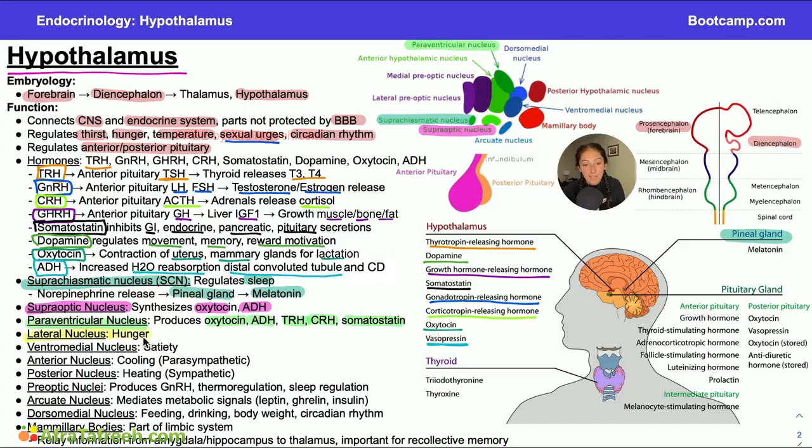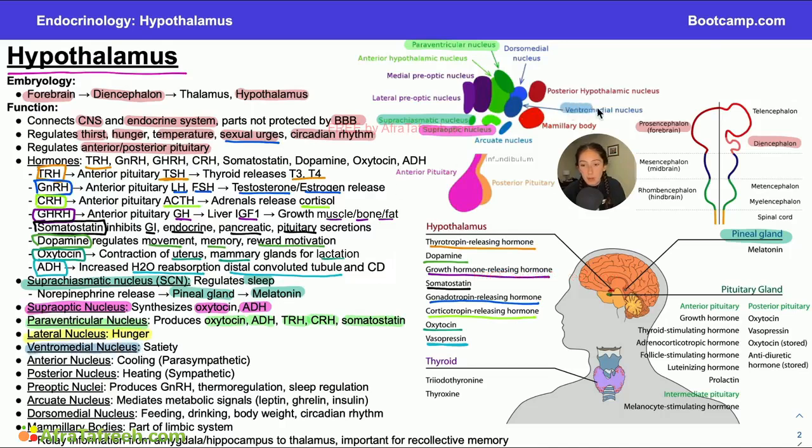So if our lateral nucleus was damaged, you might have something like aphasia, you might have aversion to food and not be able to eat. So important to keep that one in mind as well, as it might show up in a boards question. The next one we'll talk about is our ventromedial nucleus.